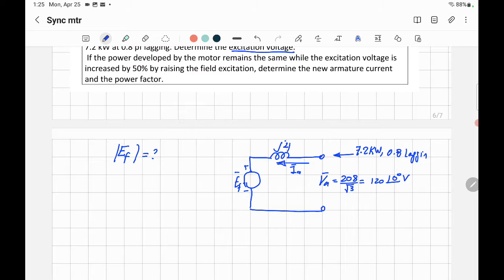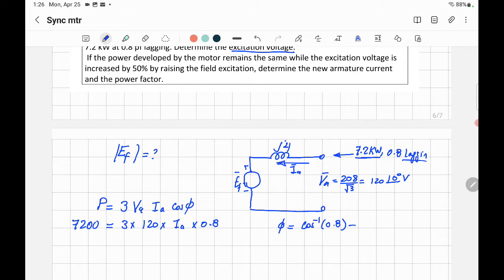How to find IA? You got to use a different equation. So you got to use this information, the power. So you know that the power is equal to 3 VA IA cosine phi. The power is given 7.2, so it'll be 7,200 watt. 3 times the voltage, we got it per phase, 120. IA, we don't know. Cosine phi, the power factor, is equal to 0.8. Remember, that's lagging. You can now say that phi is equal to cosine inverse of 0.8 to get the angle.